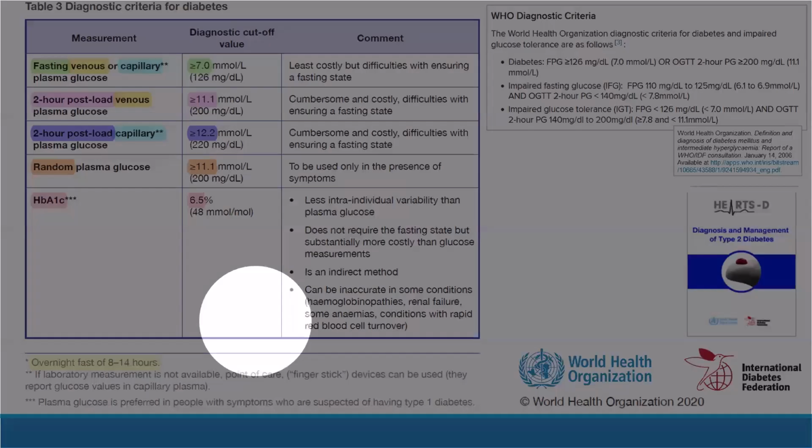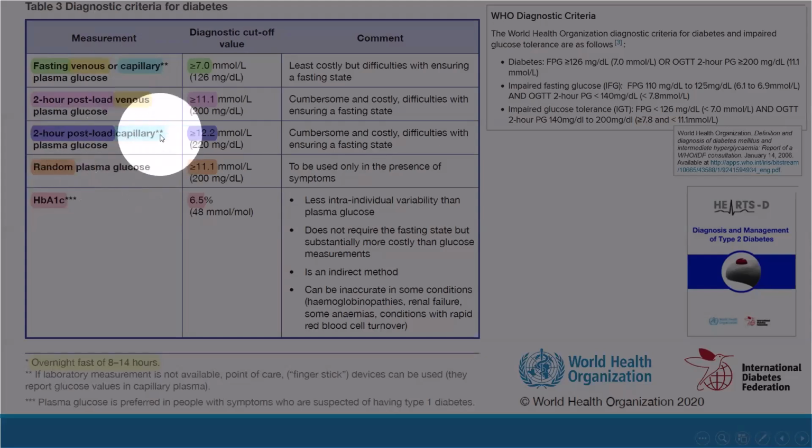And actually in this table you see another number which not all of you know. 12.2 millimole, which is equivalent to 220 milligram per deciliter. This is a diagnostic cutoff point for diabetes for capillary plasma glucose. As you know, fasting, 2-hour post oral glucose tolerance test, random, all of this sample should be venous.